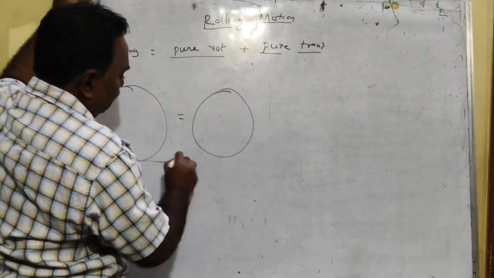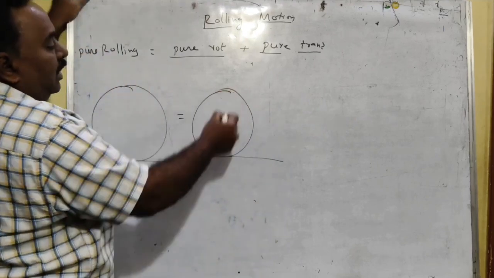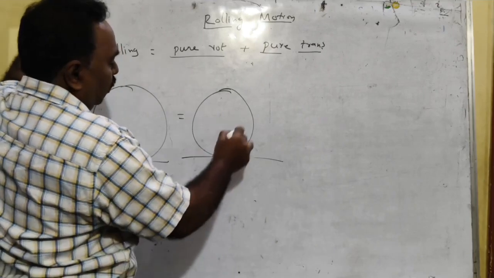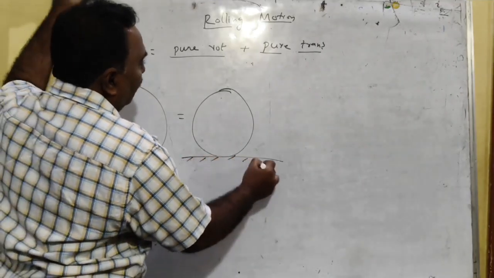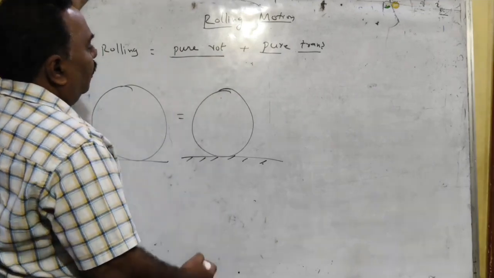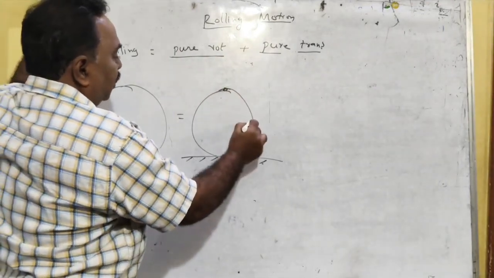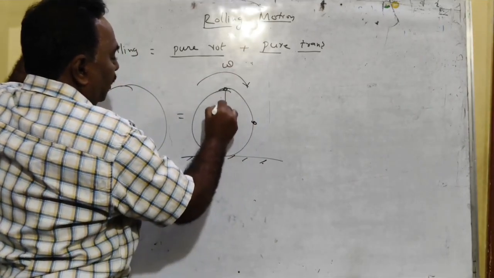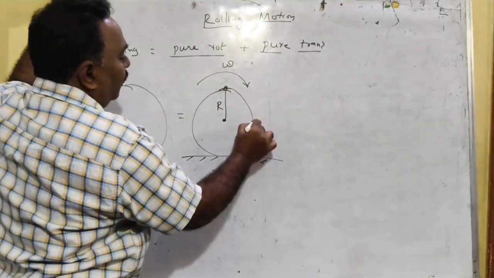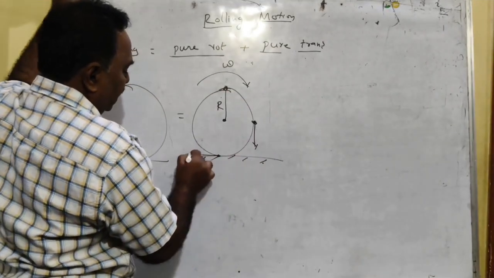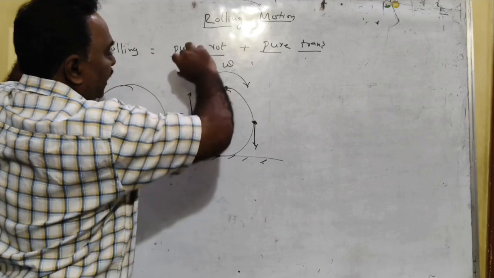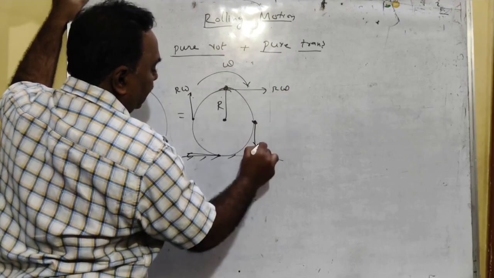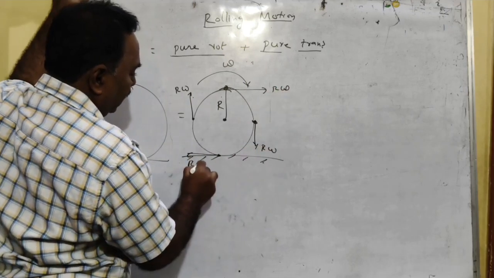Let a body, that body might be a disc or sphere or whatever it may be, which is rolling on a horizontal surface. In case of pure rotation, every particle, pure rotation means this body will be rotating with angular velocity omega and its radius is r. So every particle will have the tangential velocity because of this omega, r omega acting. So here also r omega acting, here also r omega acting.